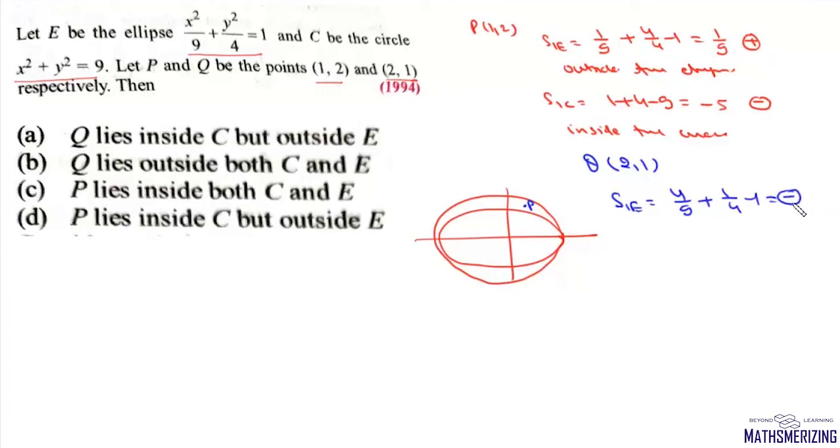And if the point lies inside this ellipse, then it will also lie inside this circle, since this circle is an auxiliary circle. So point P lies inside C but outside E, and Q lies inside C and inside E. So the only option correct in this case is option number D.